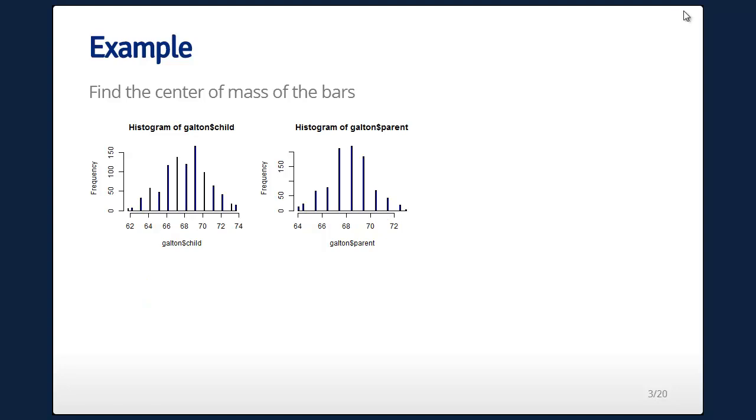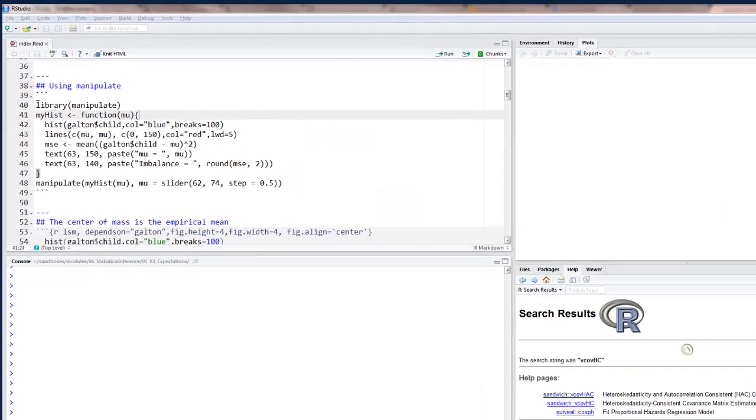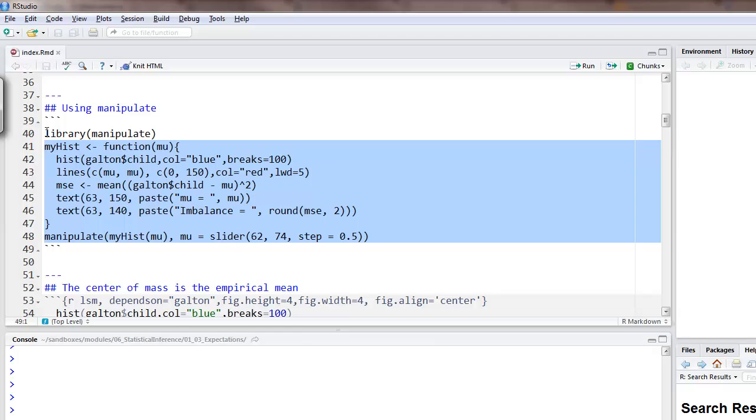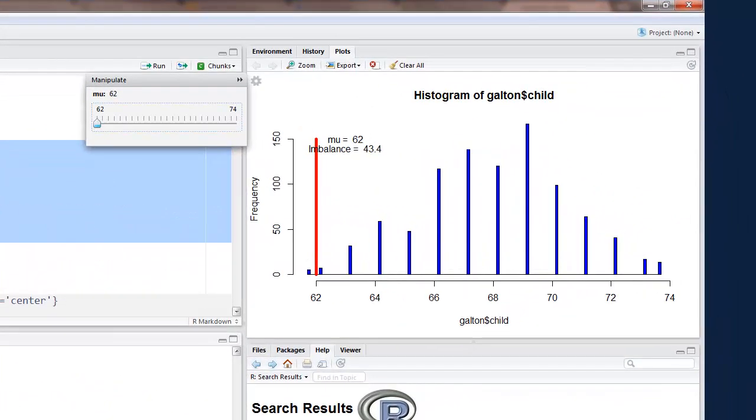Let's actually do this experiment with manipulate. Okay, so here's my code. I'm going to do library manipulate, and then I'm going to create my histogram. And then here's my slider right here. I can move my slider along, and it will give me my measure of imbalance, and I want to minimize that. So it's saying what mu it's at, and where my measure of imbalance is. Well, 67.5 seems pretty good. Oh, even better. Oh, there we went up. So it looks like somewhere around 68 is what the mean is going to be.